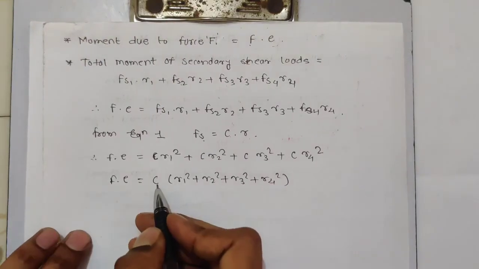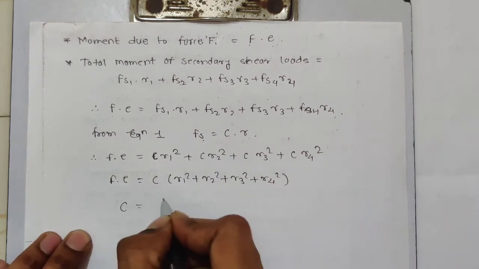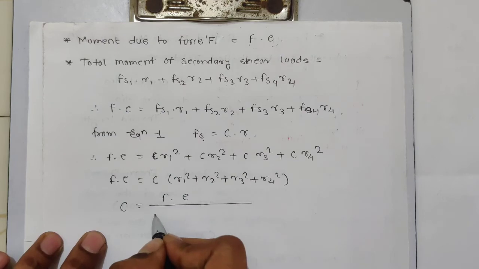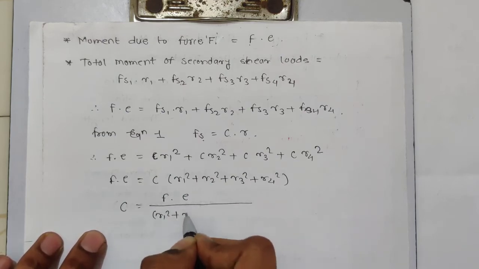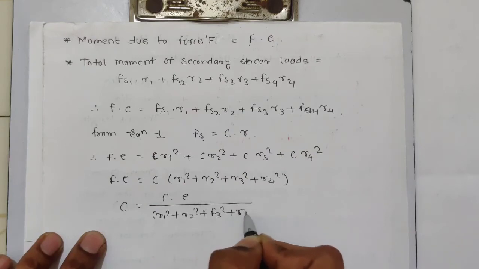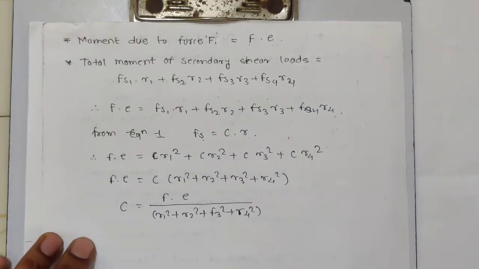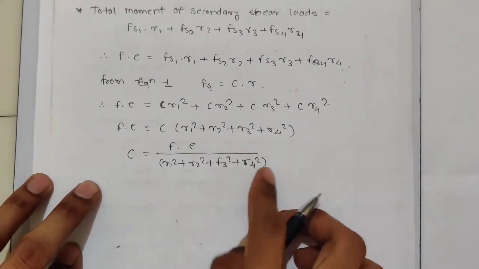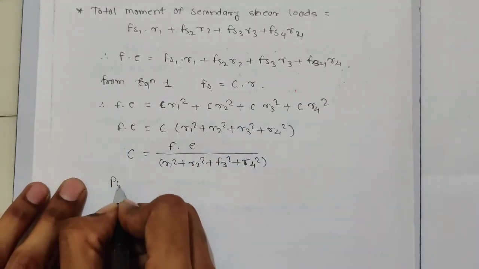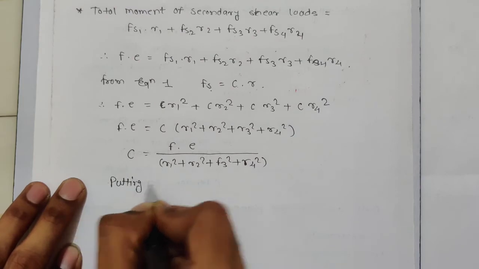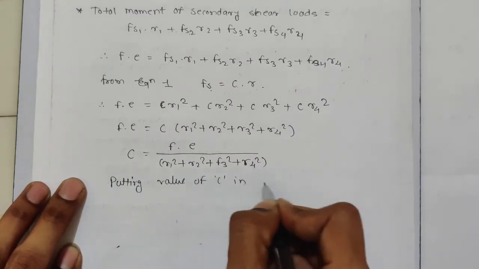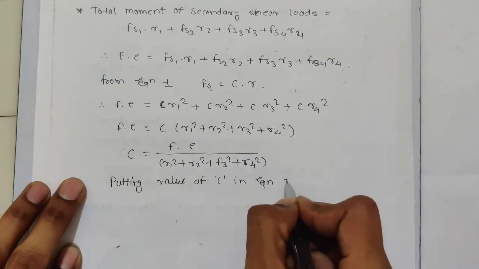Okay, so what is the value of C? C is equal to Fe whole divided by R1 square plus R2 square plus R3 square plus R4 square. Right, now I am putting this value of C in equation 1 again. So putting the value of C in equation 1.